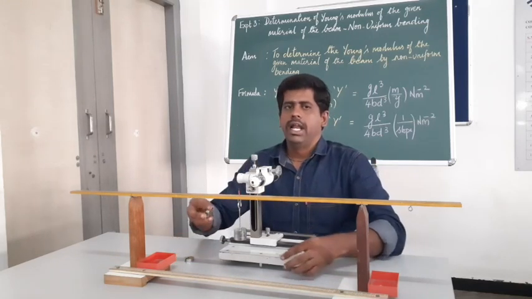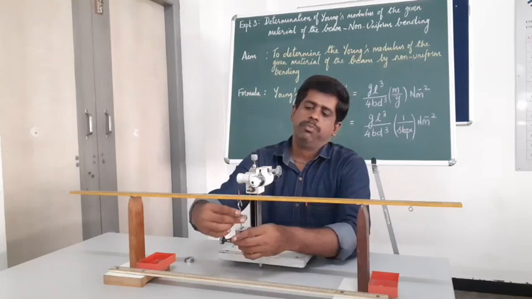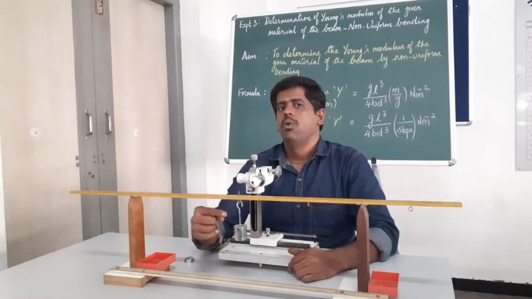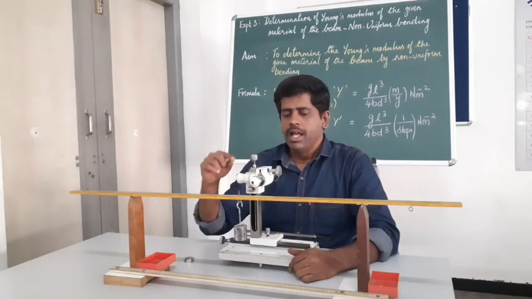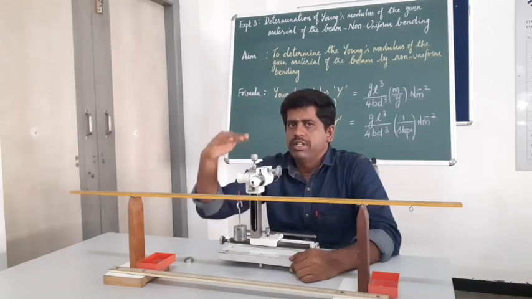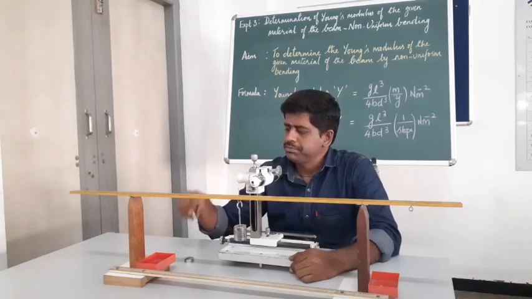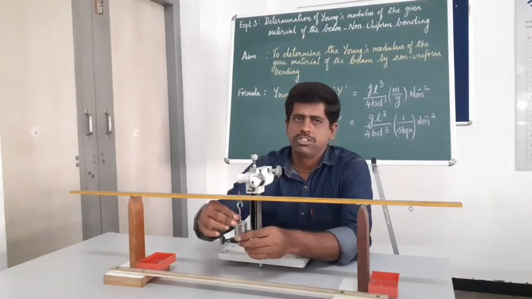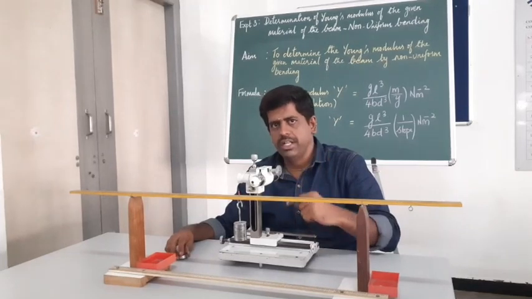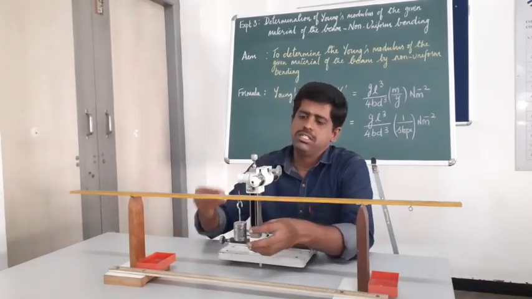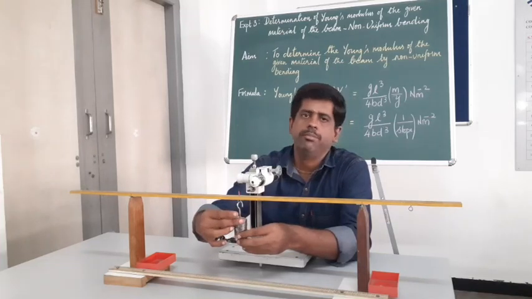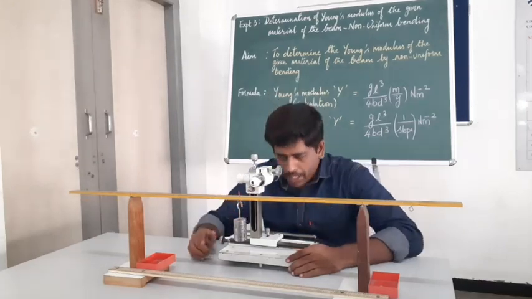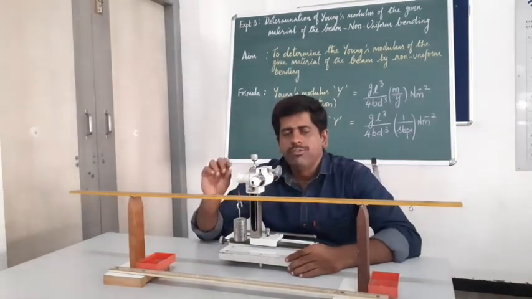Likewise, I will be adding another 50 grams, which is W plus 150. Again, the movement or difference in the reading can be noted down here. I will add another 50 grams, which is W plus 200. Note down the difference in the reading by moving the microscope, and this is 50 grams again, which is W plus 250. Once W plus 250 grams has been added, you have to note down the reading for it again.